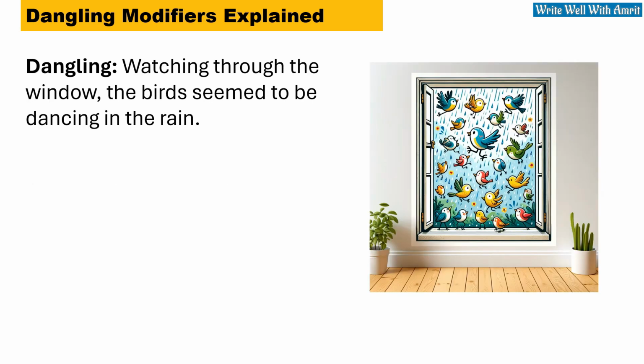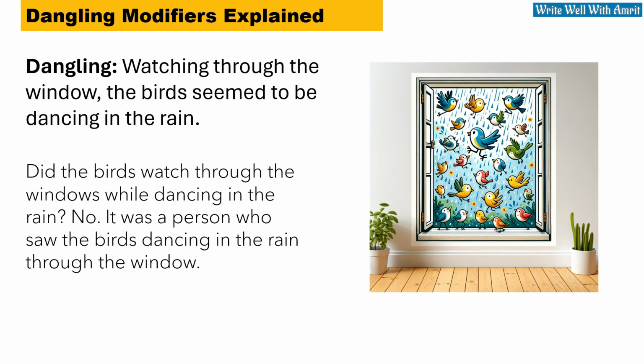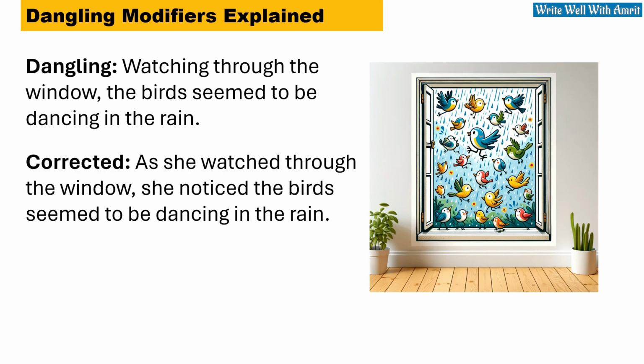Dangling. Watching through the window, the birds seemed to be dancing in the rain. Did the birds watch through the window while dancing in the rain? No. It was a person who saw the birds dancing in the rain through the window. Corrected. As she watched through the window, she noticed the birds seemed to be dancing in the rain.